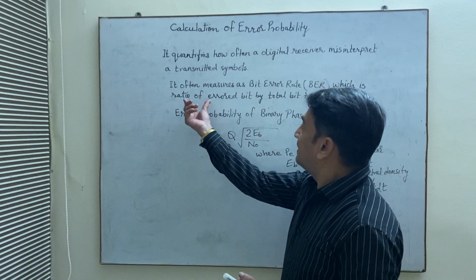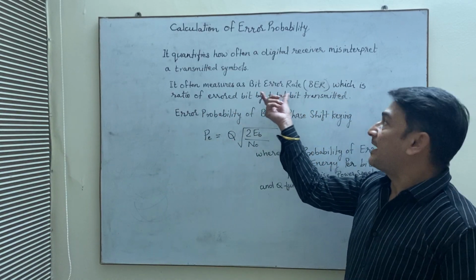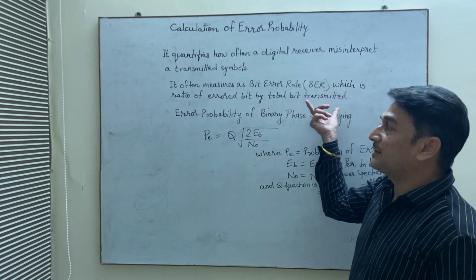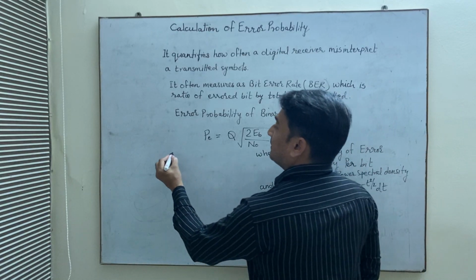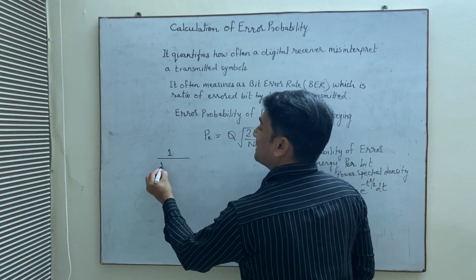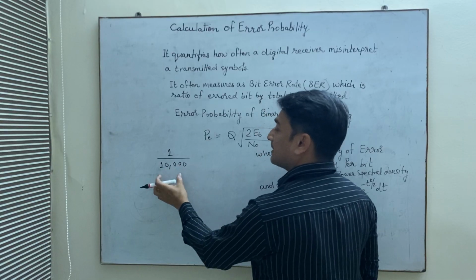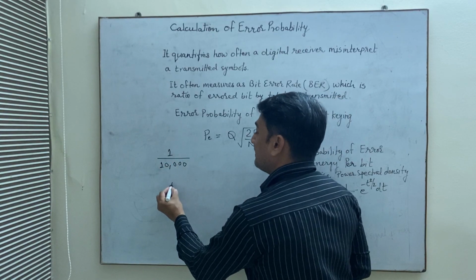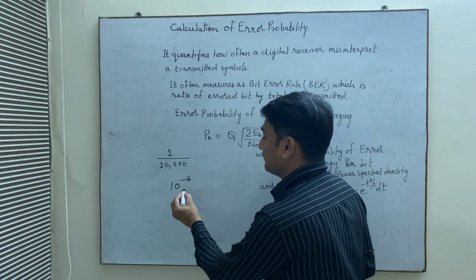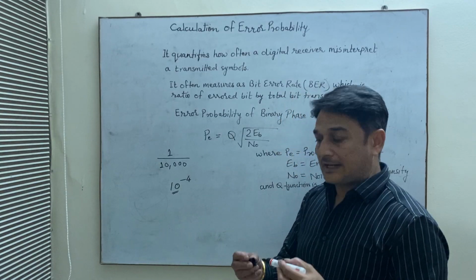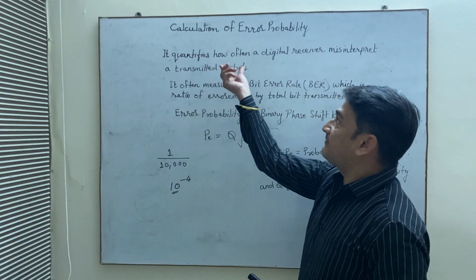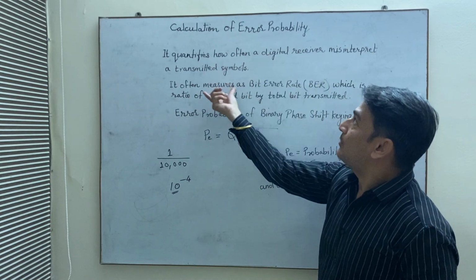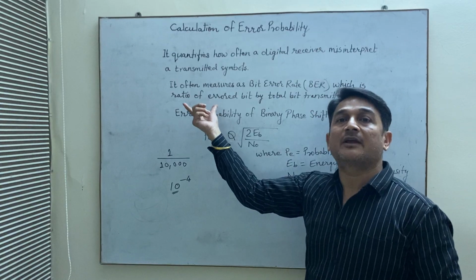It can be measured by the bit error rate, which is the ratio of errored bits to total bits transmitted. For example, if 10,000 bits are transmitted, which are the total bits transmitted, and out of that 1 bit is corrupted, what is the bit error rate? It will be 10 raised to the power -4. This is how you can calculate the bit error rate. It quantifies how often a digital receiver misinterprets a transmitted symbol. This is how error probability can be defined.